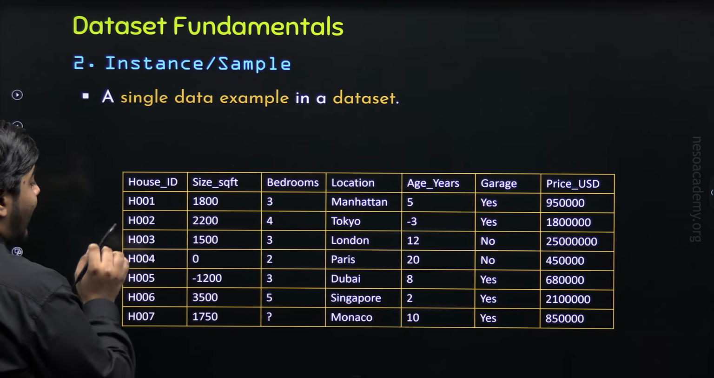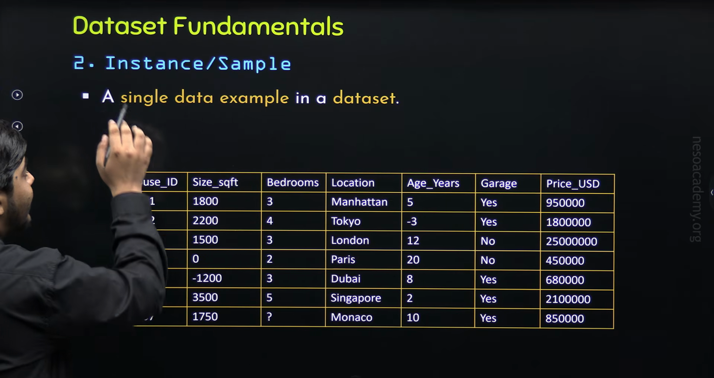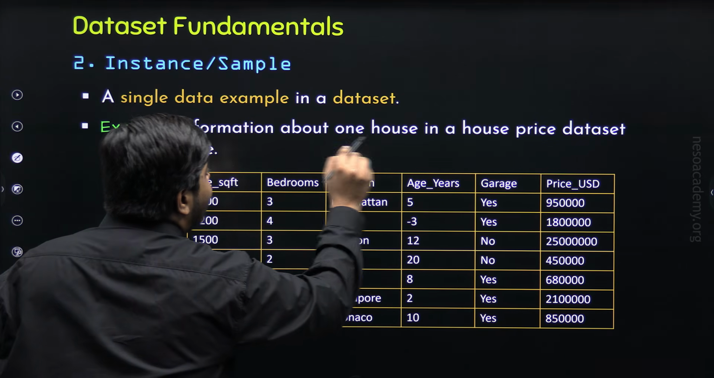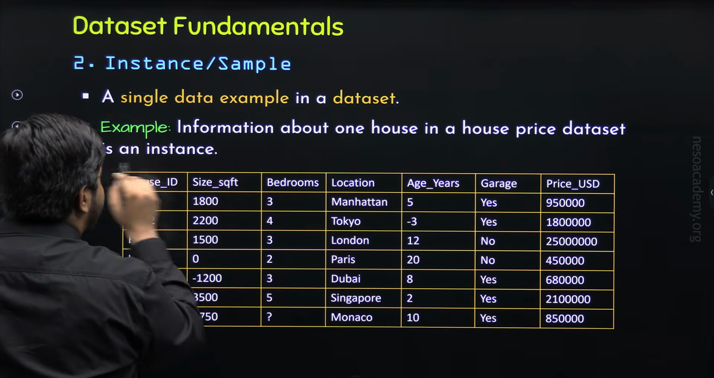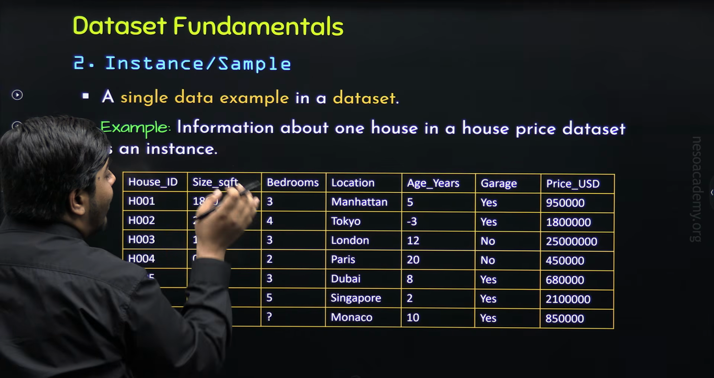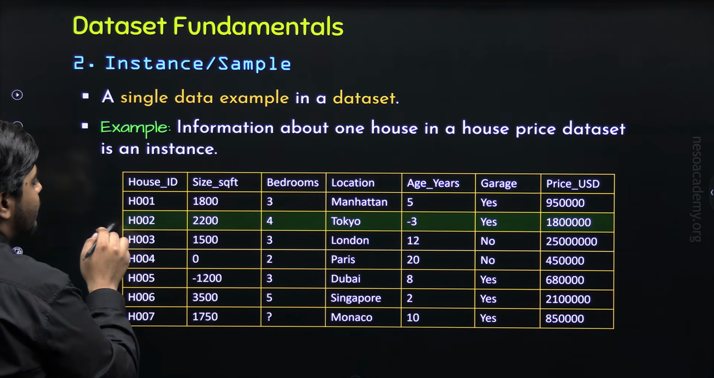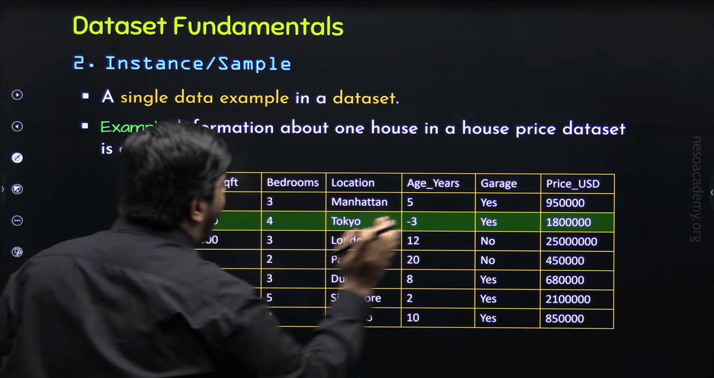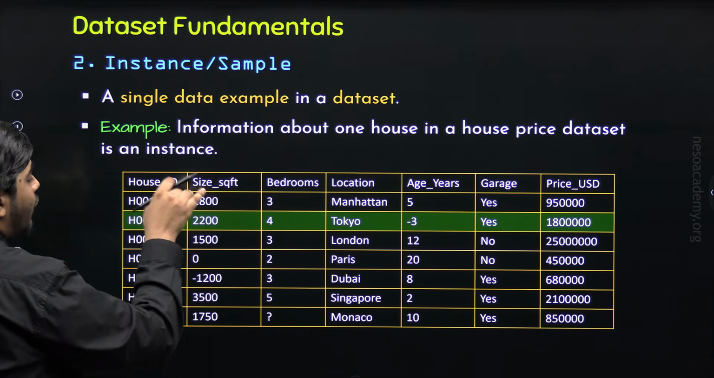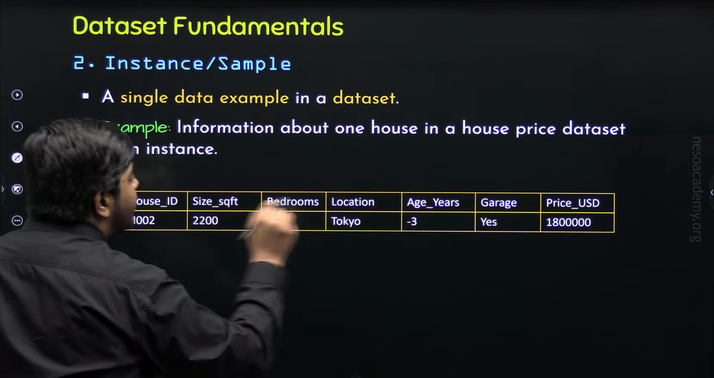So this means that individually, all the data examples, or we can say all the rows, are the instances of this dataset. For example, information about one house in a house price dataset is an instance. If we consider any one house at a time, then the information about that particular house will be the instance of the dataset. Suppose we take house number 2, then this entire row, or this entire data example, will be one particular instance of this dataset. And this instance is described by these features.